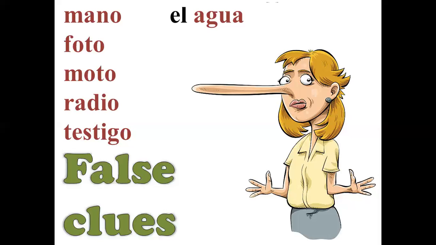Agua is a different case altogether. It doesn't really have a false clue. You use el in the singular form instead of la, so it won't get mixed up with the beginning of the word agua. You say el agua. And that goes with a lot of similar nouns that start with A. And you definitely have to memorize these, the false clues. There aren't just a whole lot of them that you'll use in everyday life.